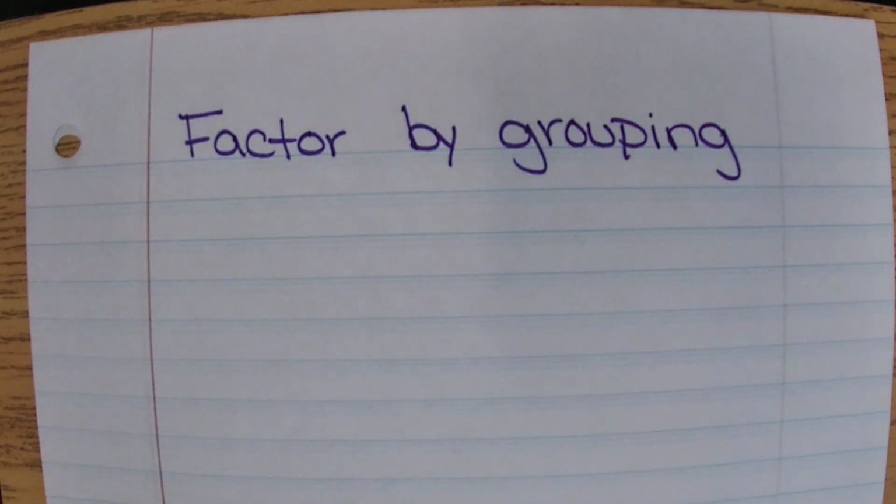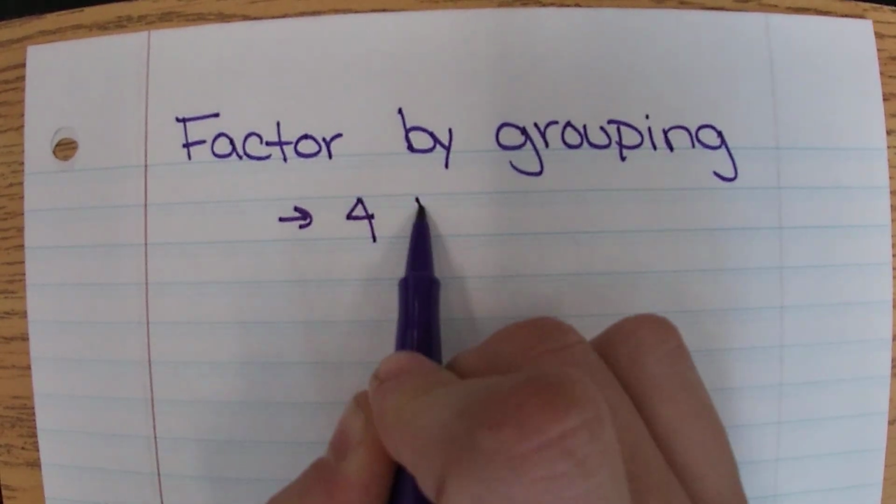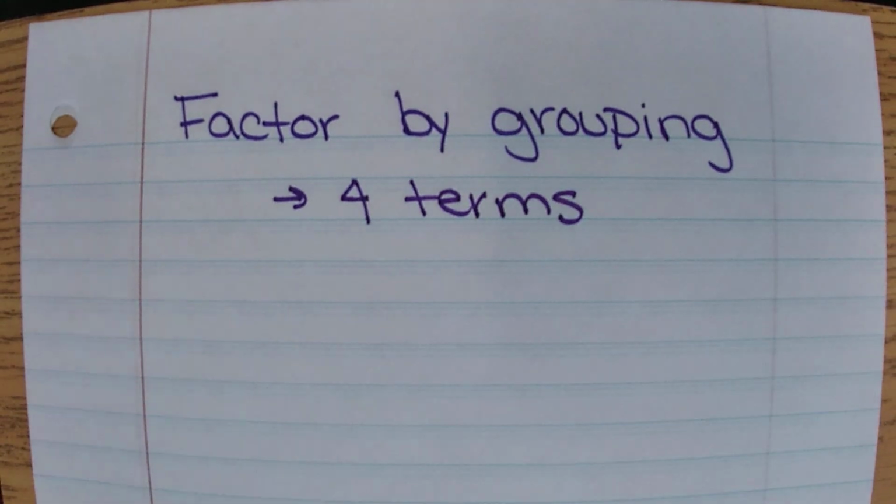Factoring by grouping is something that we do when we look at a polynomial that has 4 terms. Right? Remember, terms are how many pieces are being added and subtracted. So today we're going to be looking at things specifically with 4 terms.